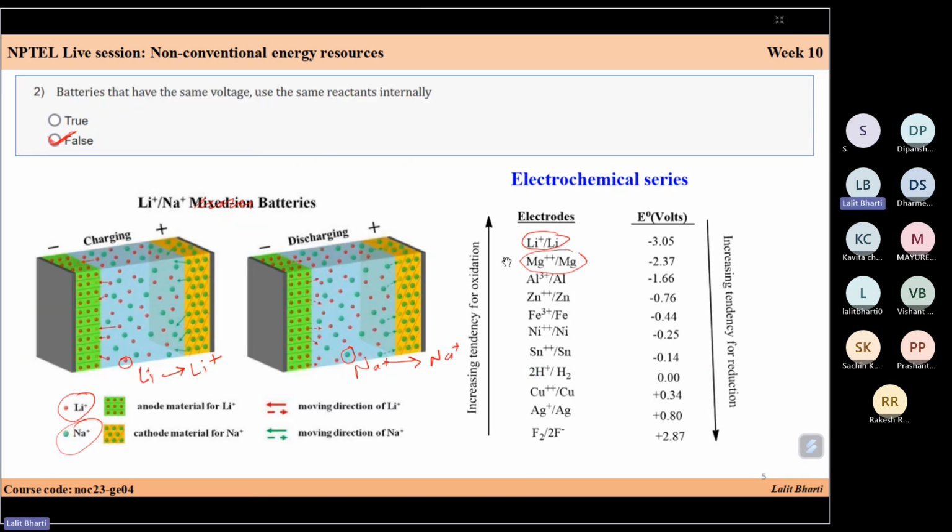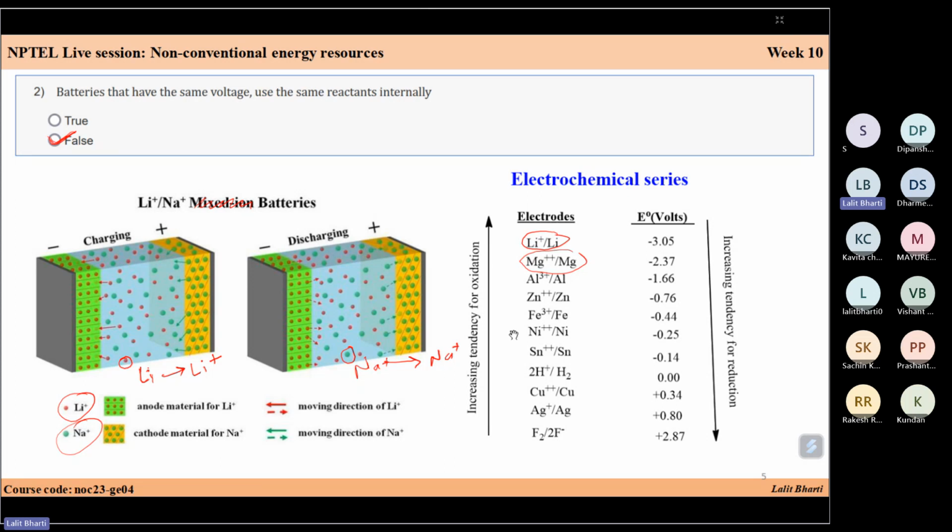Then we have the second question. It is again based on the electrochemical series. It says the batteries that have the same voltage use the same reactant internally. So they are asking, if you have two batteries, let's say lithium and magnesium, one is a lithium ion battery, another one is, let's say, a sodium or magnesium ion battery, will the voltage be the same?